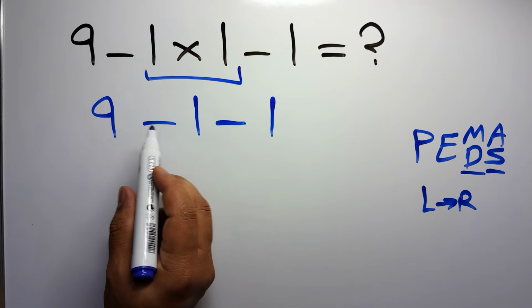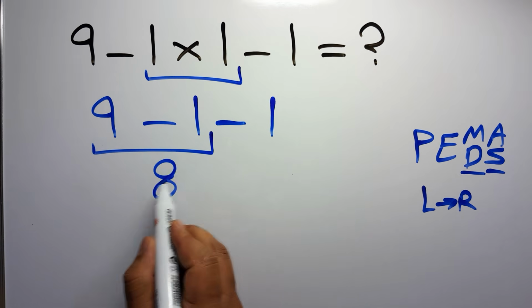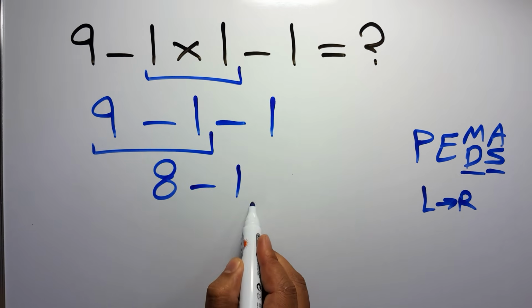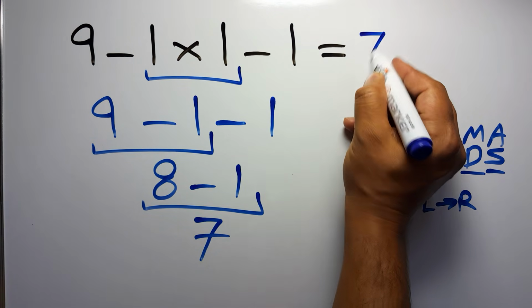So first 9 minus 1, which equals 8. So we have 8 minus 1, which gives us 7. And this is our final answer to this problem. The correct answer is 7.